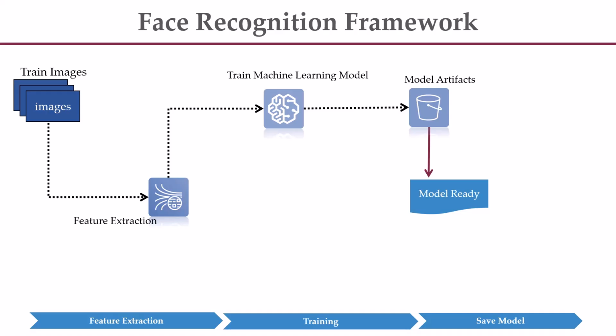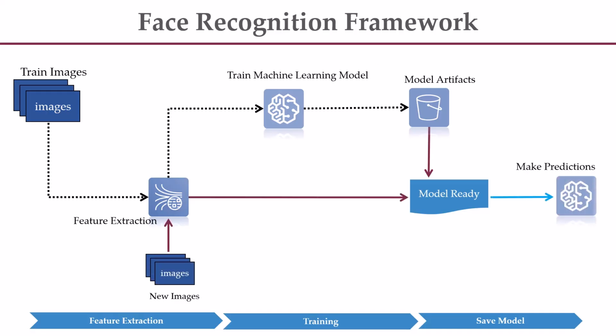Now we are in the final module, module 3. In this module, we will save the machine learning model. With that saved model, we will make predictions with new images. So this is the face recognition framework we are going to follow in this section.